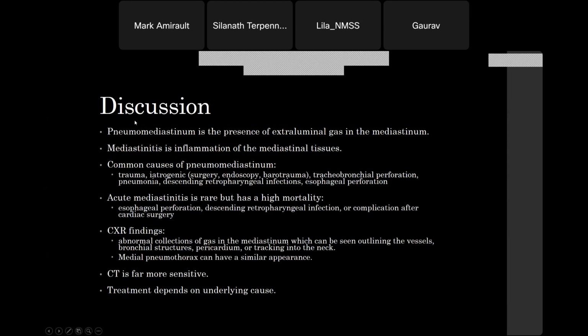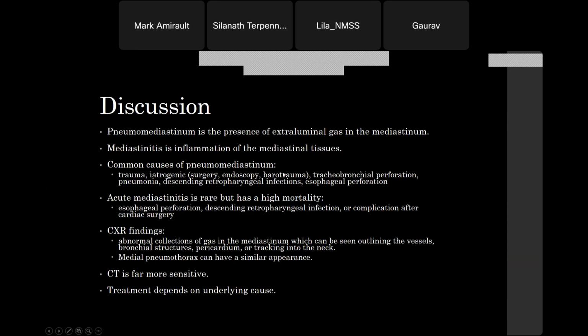Just basic review here. So pneumomediastinum, what is that? Pneumo, gas in the mediastinum outside of a lumen, so it's not contained in the esophagus or the trachea. Mediastinitis is just inflammation of the mediastinal tissues. And so other causes, trauma is a common cause. Iatrogenic, that means it was caused basically by something someone has done, so either through surgery, an endoscopy.